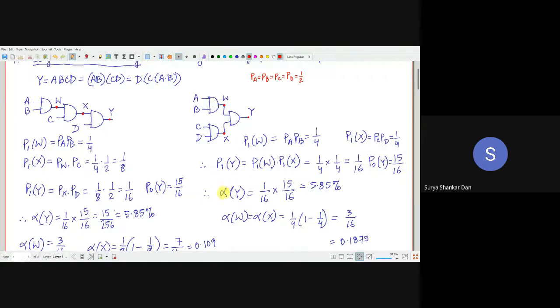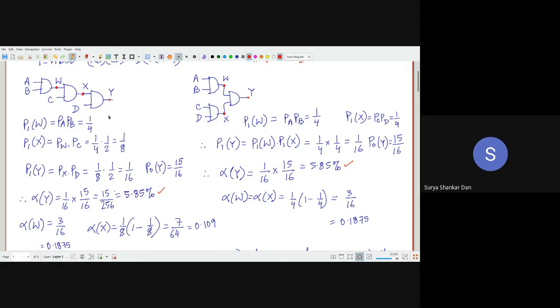So therefore, the switching activity at Y is this, which is exactly the same as we had obtained for the previous circuit. Okay. Now what we are interested to see is what are the switching activities of these individual nodes. For example, what is the value of alpha W? Alpha W means the switching activity at the node W. Notice P1W was 1 by 4.